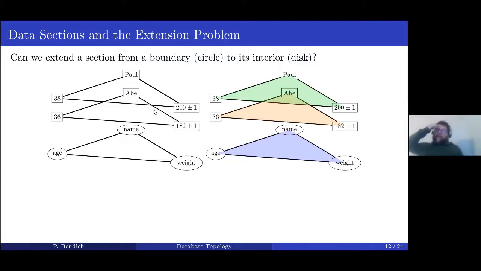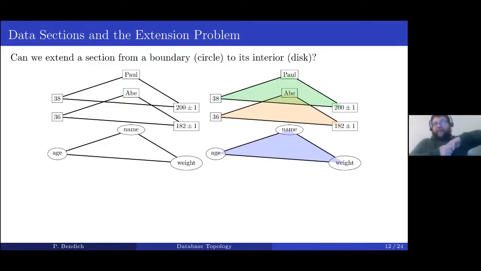The reason we like data sections is we can start talking about what we call the extension problem. For those who have seen obstruction theory, this is now a familiar problem. So if I have a section defined on, say, the boundary of something, for example, the boundary of the thing downstairs, the one cycle that goes age, name, name, weight, weight, age, and I have a section that maps upstairs, can I extend that to the interior? That's the merger problem, right?